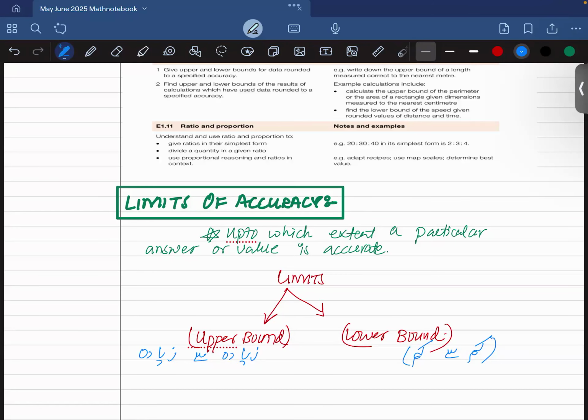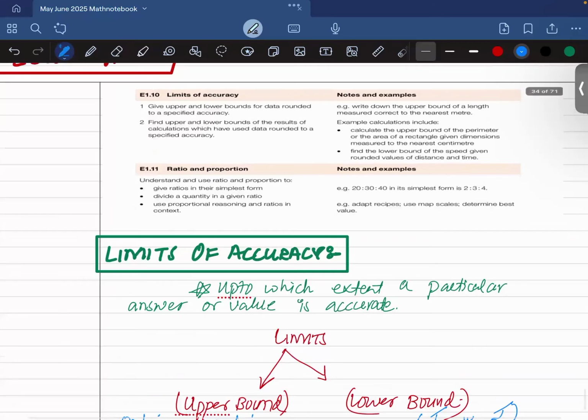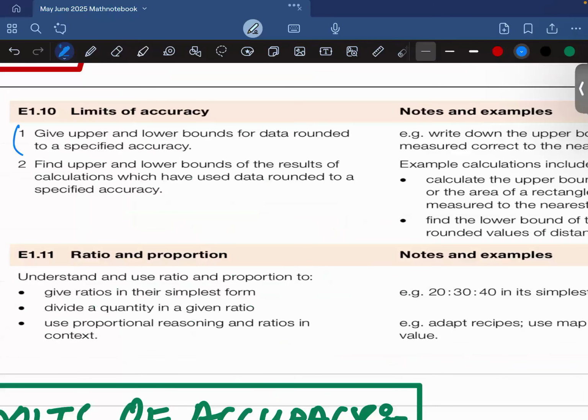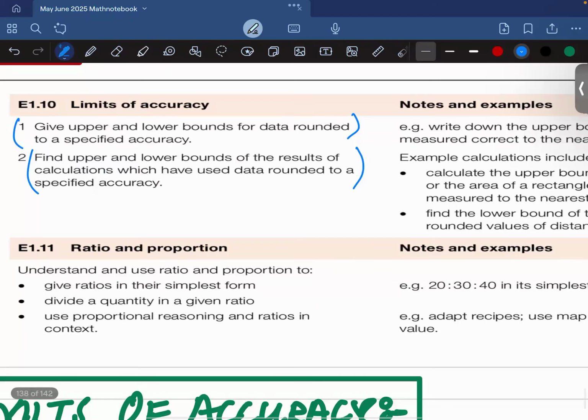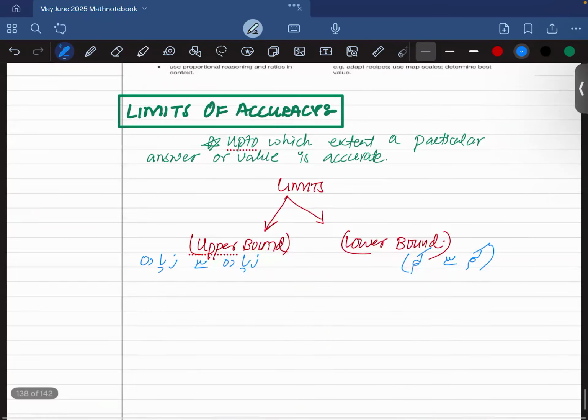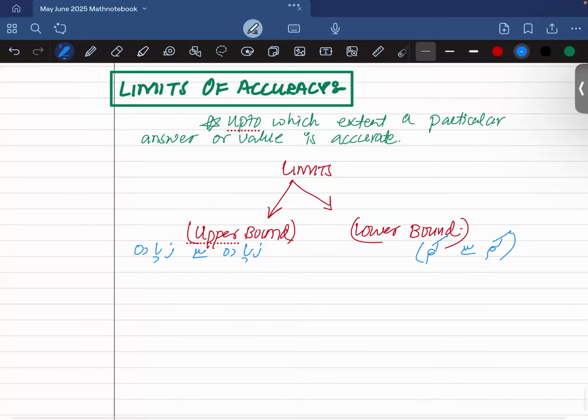According to the syllabus, limits of accuracy give upper and lower bound for data rounded to a specified accuracy. Find upper and lower bound of the results of calculations which have used data rounded to a specified accuracy. So it's not that much rocket science.